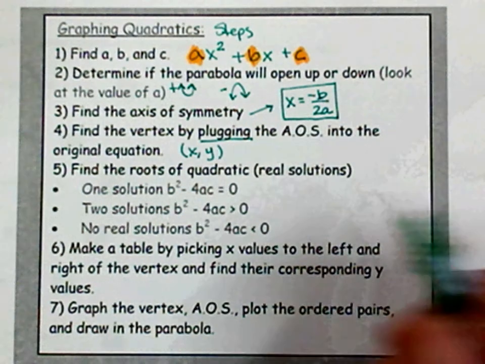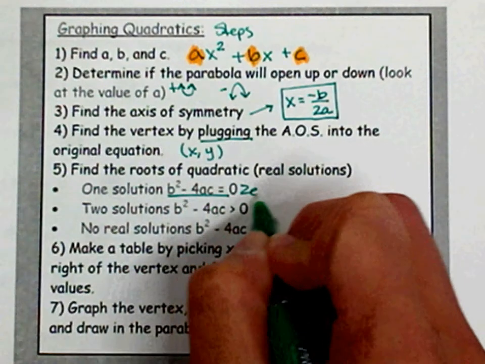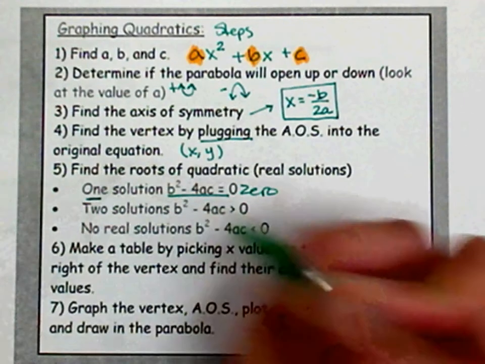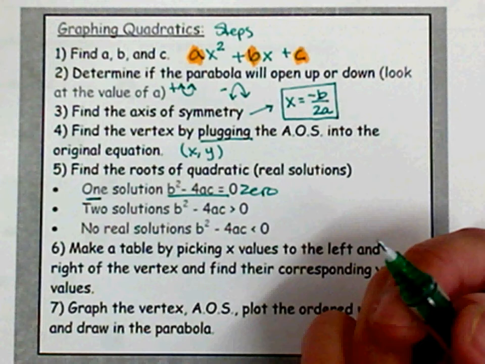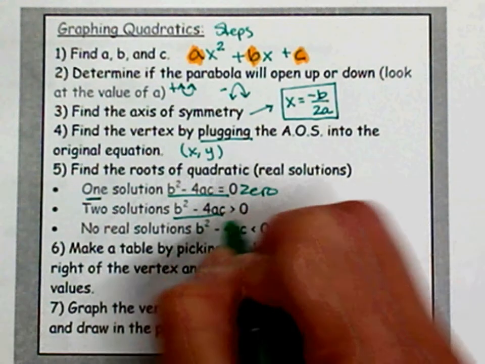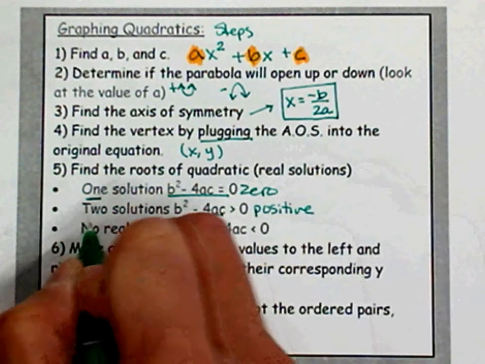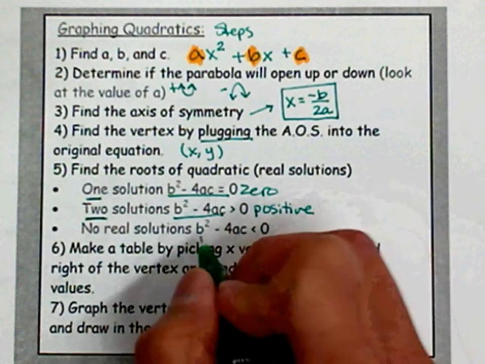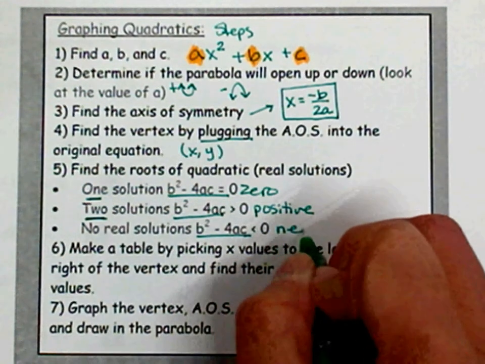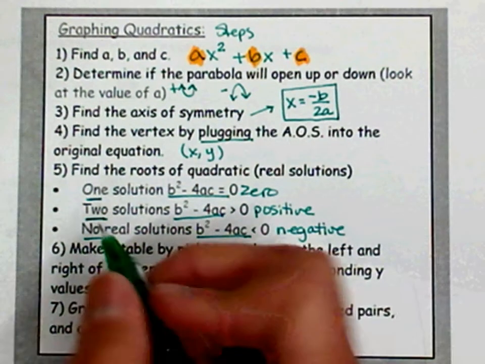For the roots, if this is a 0, it's going to touch the x-axis and move back up, or go up and come back down. If this part right here, when you plug it in, is a positive number, it's going to cross the x-axis twice. If this right here, when you plug it in, gets a negative number, it will never cross the x-axis. No real solution. It'll be imaginary. Okay?